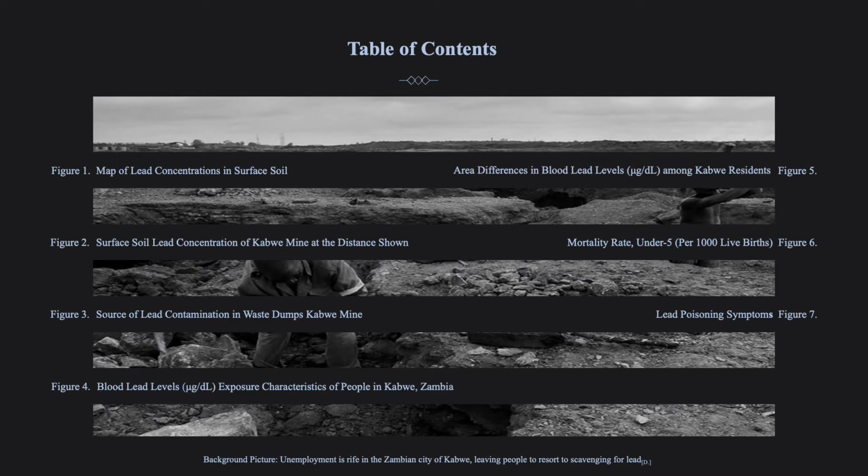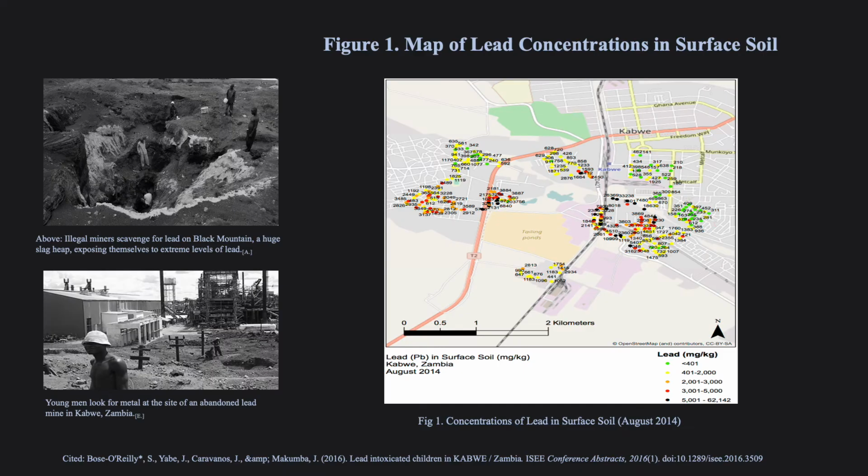Here is the table of contents. We will start by going over our map of lead concentration in surface soil and the surface soil lead concentration of the mine at the distance shown. Next, we will look at the source of lead pollution, the blood lead level exposure characteristics of people, and area differences in blood lead levels. Then we move on to mortality rate under 5 years old and lead poisoning symptoms. To start, we will quickly go over the map of lead concentrations in surface soil.